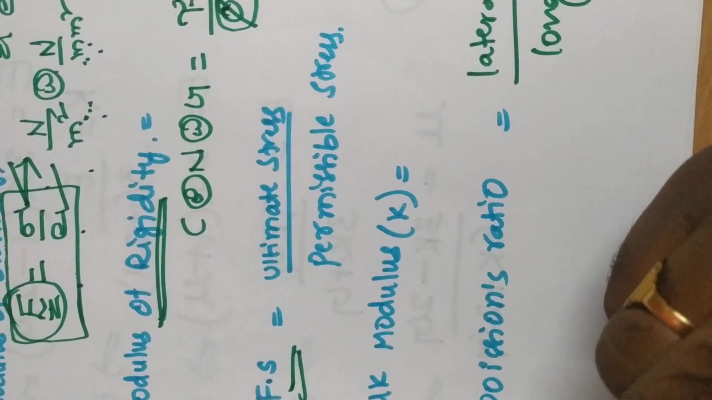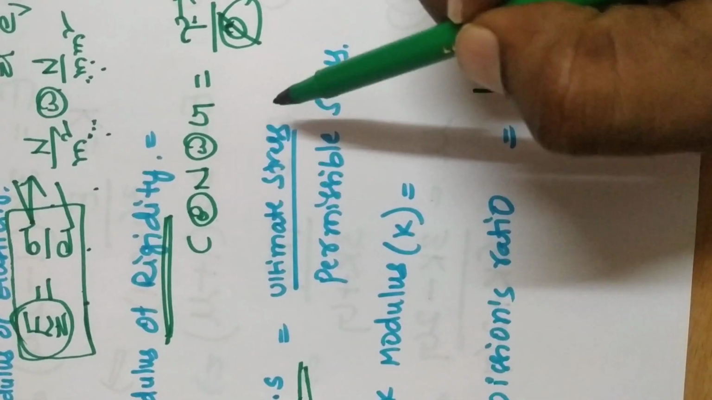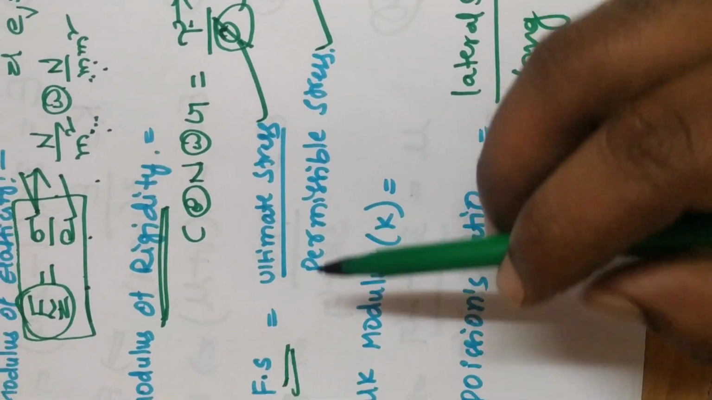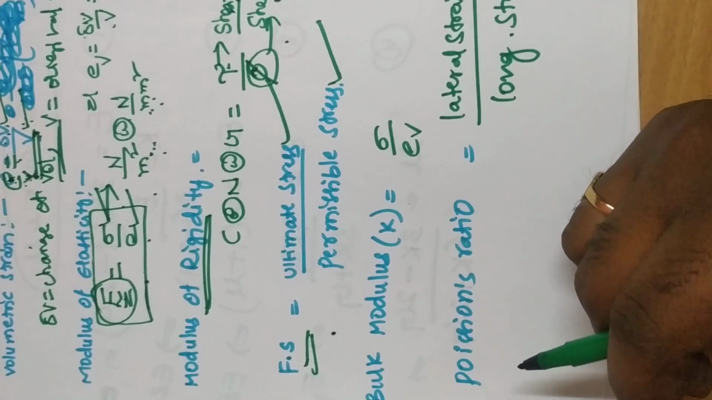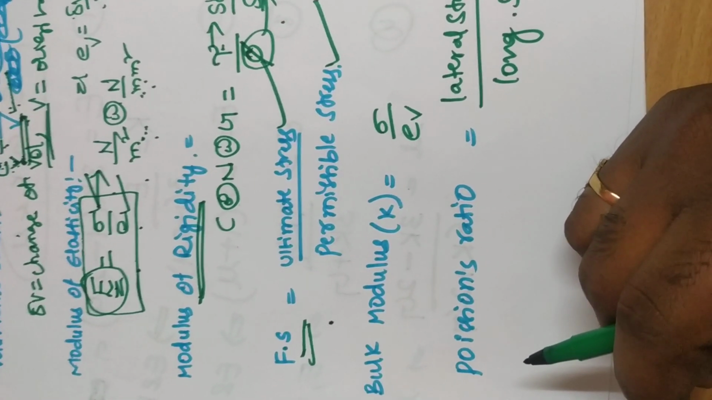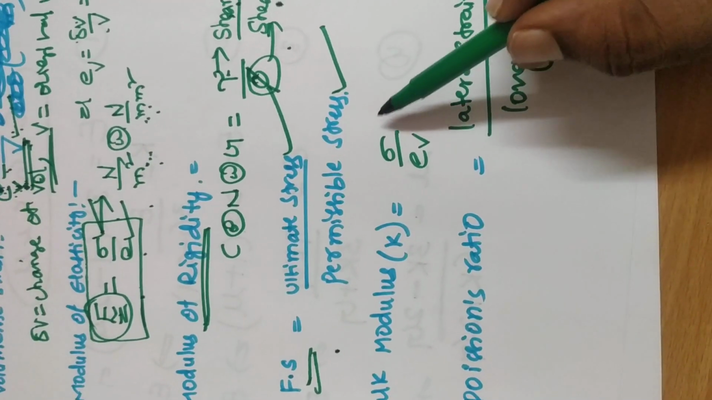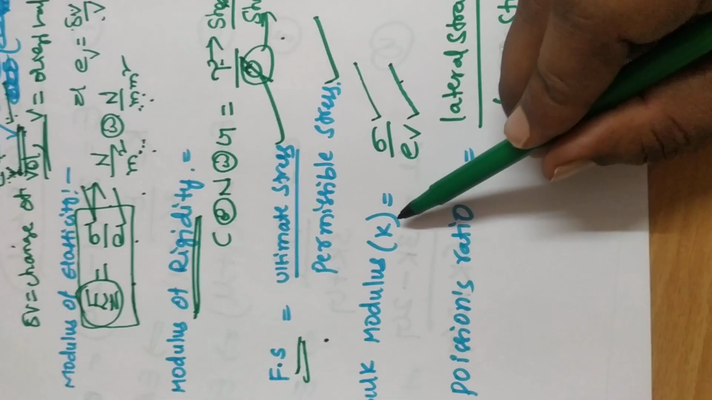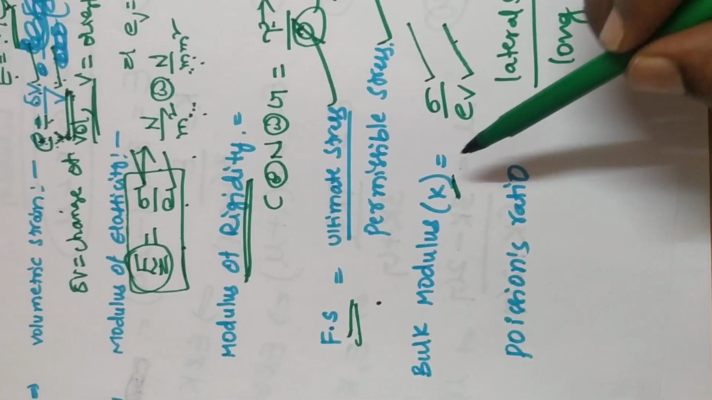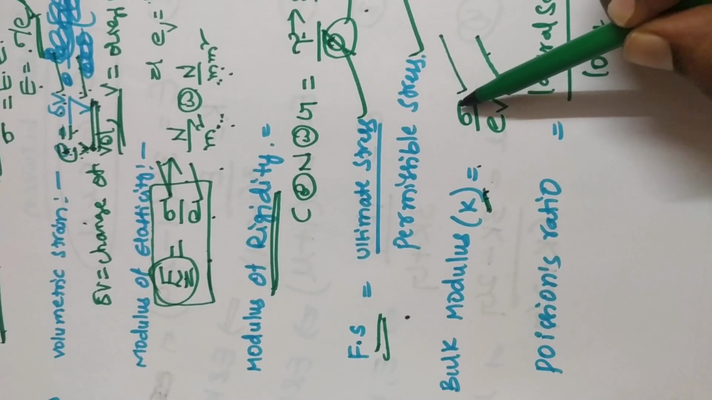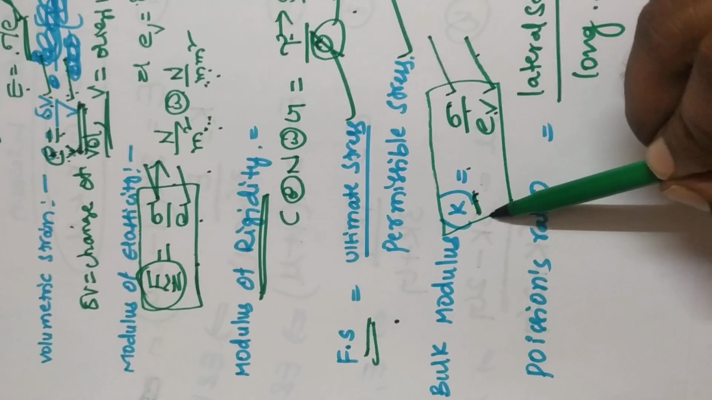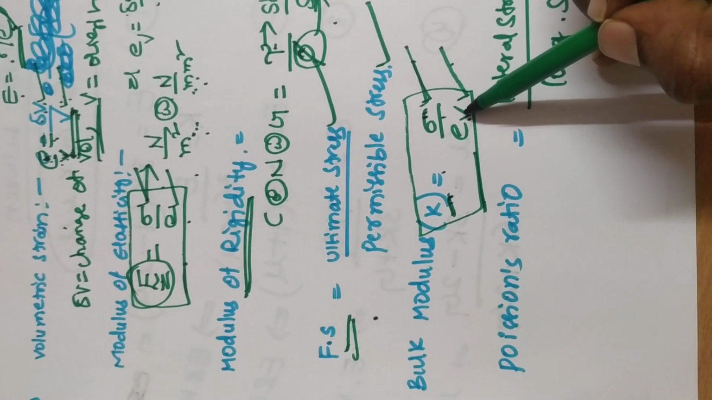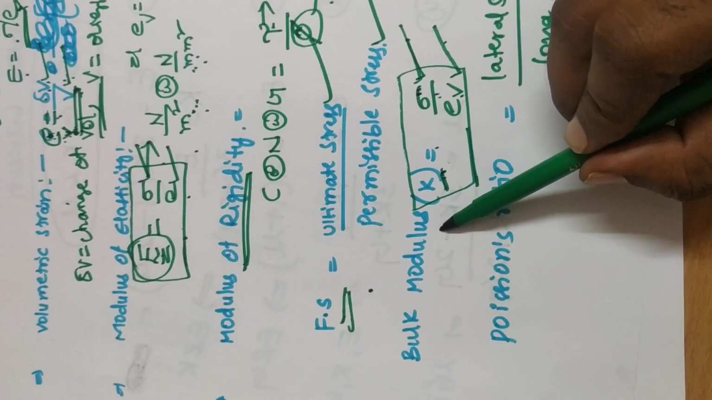The next definition is factor of safety. Factor of safety means the ratio between ultimate stress to the permissible stress or design stress. The next definition is bulk modulus. It is defined as the ratio between direct stress to the volumetric strain. Bulk modulus is denoted by K, so K equals sigma by e_V. Sigma means direct stress, e_V means volumetric strain.